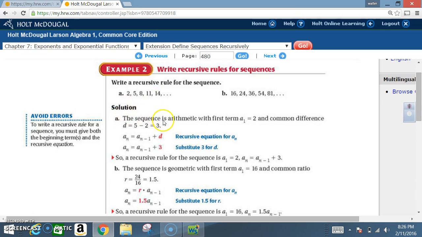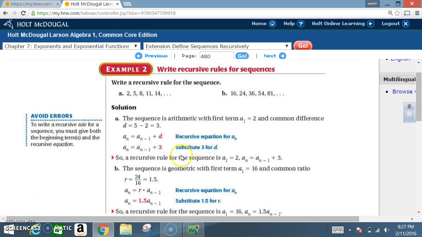Solution. The sequence is arithmetic with the first term a sub 1 equaling 2. The common difference, d, is equal to 5 minus 2, which is 3. So all along here, the common difference is 3. Now, a sub n is equal to a sub n minus 1 plus d, so a sub n is equal to a sub n minus 1 plus 3. So a recursive rule for the sequence is a sub 1 equals 2 and a sub n equals a sub n minus 1 plus 3.